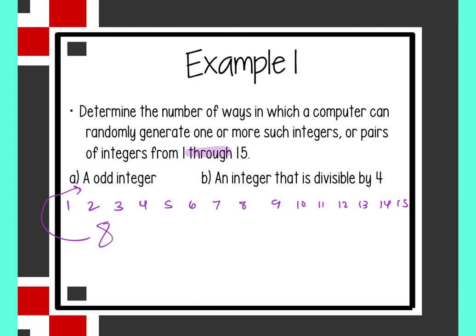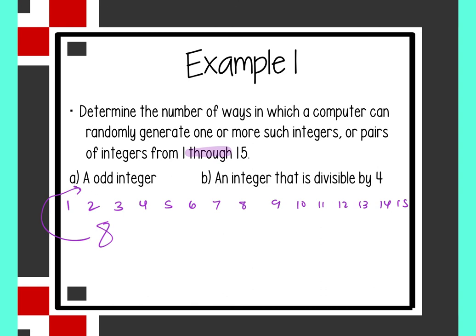It's not asking, so that's most of next section. For right now, we're just figuring out the number of combinations. Okay, so it just says the number of ways in which it can generate. If it then said what's the probability of picking an odd integer, that's when we would put the number of odd integers over the total.